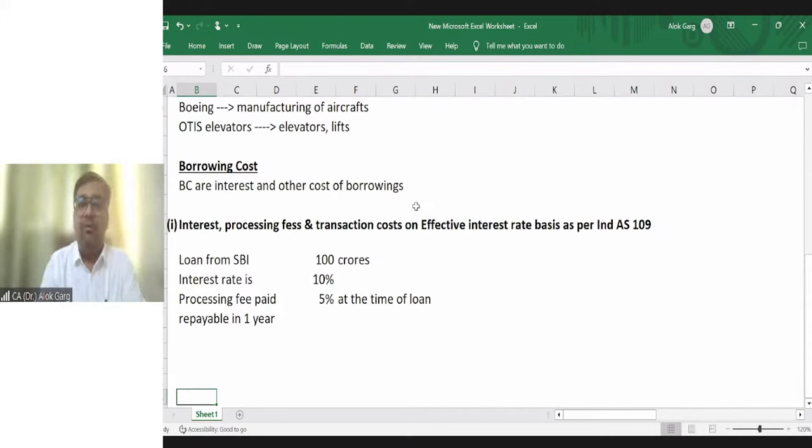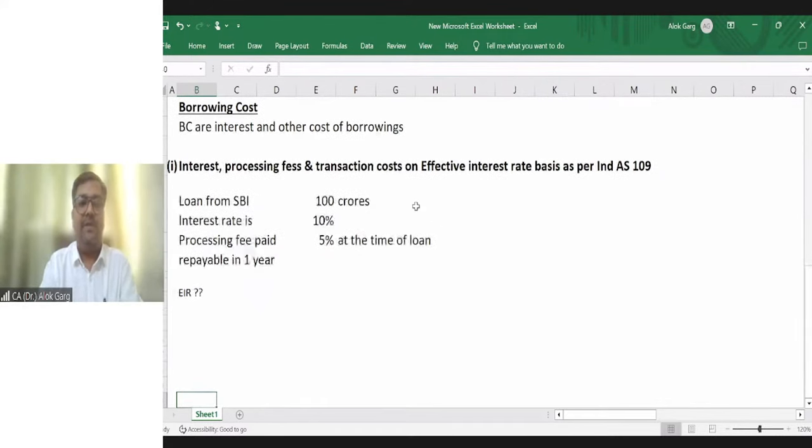Now you need to calculate your interest rate. Your normal interest rate is 10%. It is clear. Now what is your effective interest rate? Tell me, friends, how to calculate the effective interest rate?